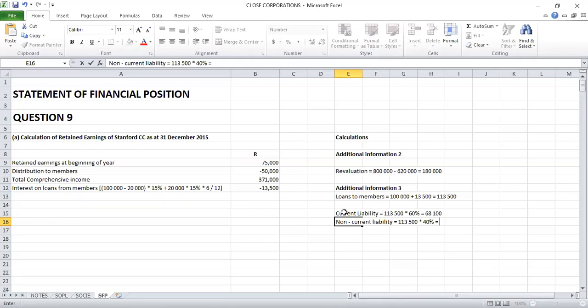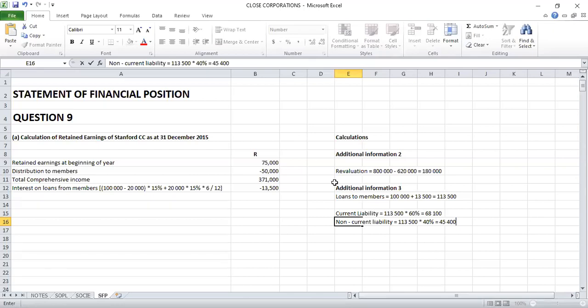It's 45,400. Right, let's go to the next thing. So this thing I wanted to separate so that when we do the statement of financial position, we know where these things will be recorded.